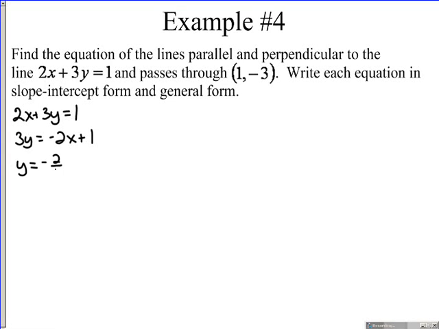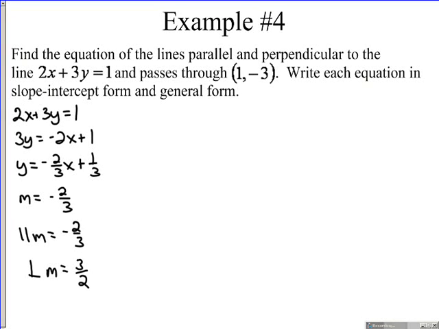Y equals negative 2/3 x plus 1/3. So once we have that in slope-intercept form, we can identify the slope of this line. Slope is negative 2/3, which means the slope of any line parallel to this line has to be exactly the same, negative 2/3. And the slope of any line perpendicular to this line has to be the opposite reciprocal slope, positive 3/2. Now that I have that information, we can go ahead and find both the line parallel and perpendicular passing through that point.